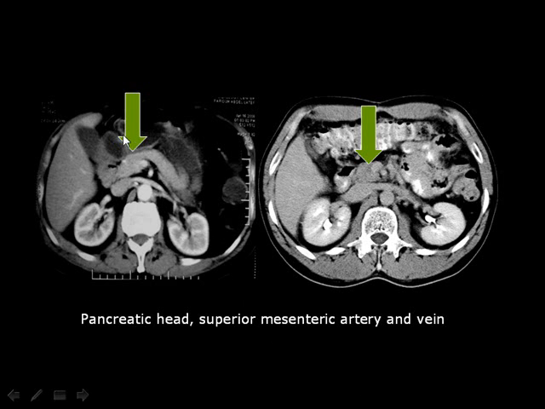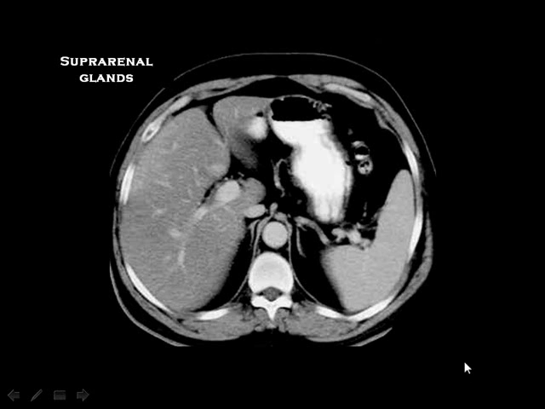Then here, these arrows point to the head of the pancreas. The red arrow points to the superior mesenteric artery, and the blue arrow points to the superior mesenteric vein. And in both cases, this is the left renal vein, aorta, IVC, pancreatic head, superior mesenteric artery, and the superior mesenteric vein. You can identify easily the pancreatic head inside the whole abdomen where bowel loops are present. This is the site of the suprarenal gland, which is like the inverted Y, and you see the suprarenal gland on both sides.